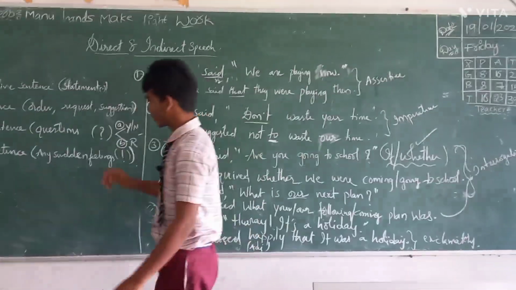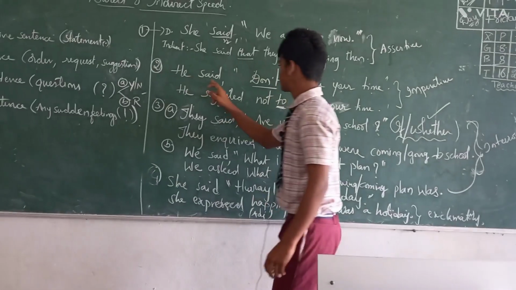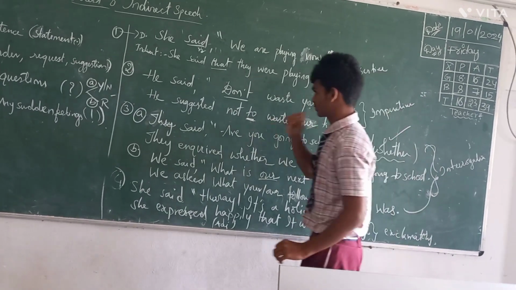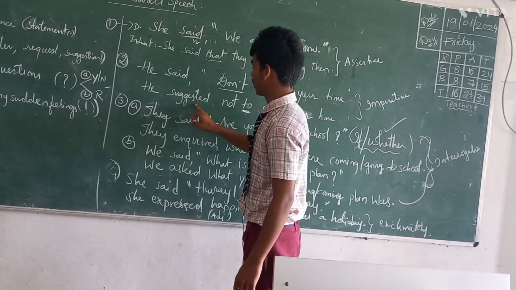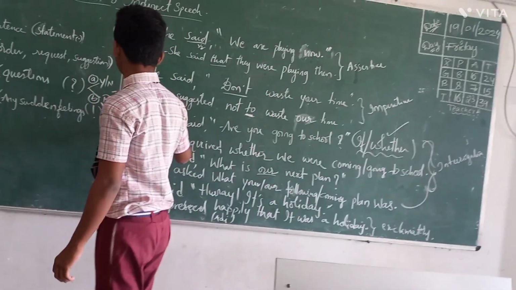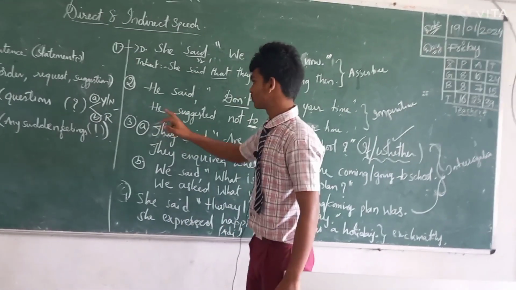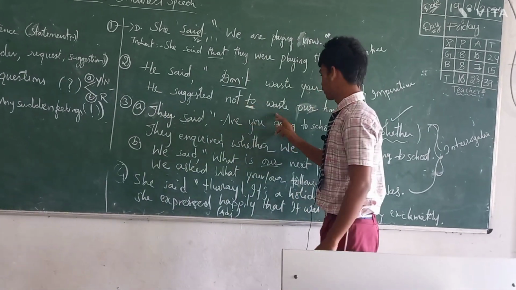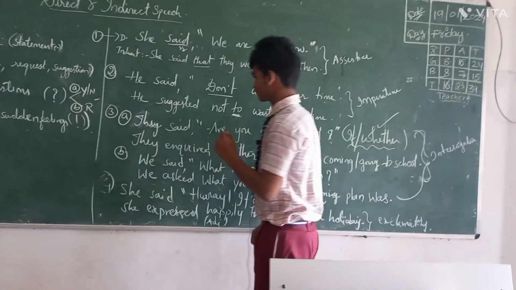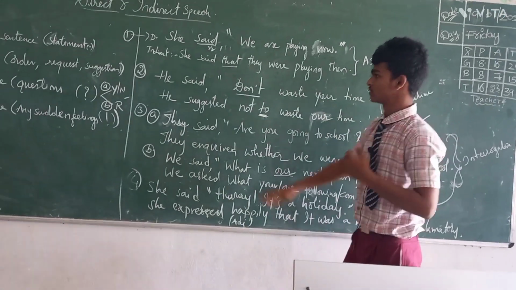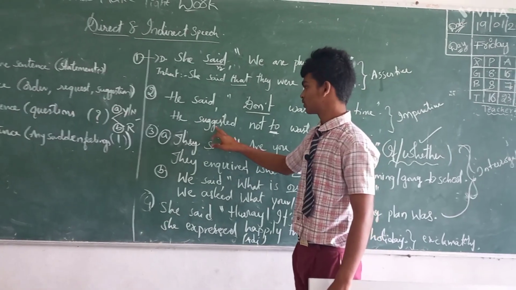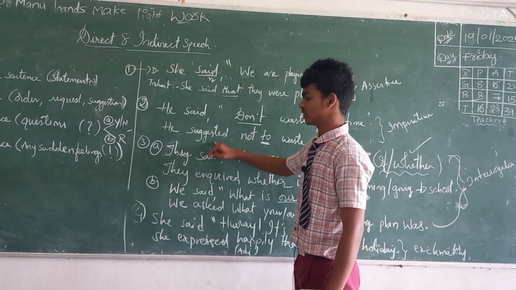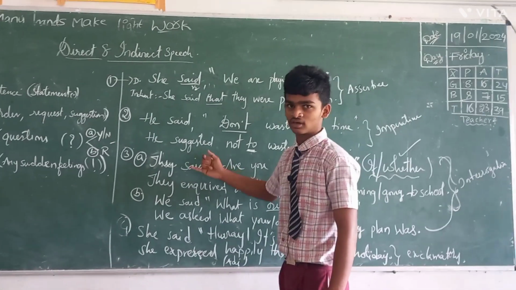Next, imperative sentence. She said, don't waste your time. She suggested, you have these options for this sentence. First we write the reporting verb, suggested, not to waste your time. If it is a request, then in the place of suggested, what do you write? Requested. If it is a command? Order. Commanded.